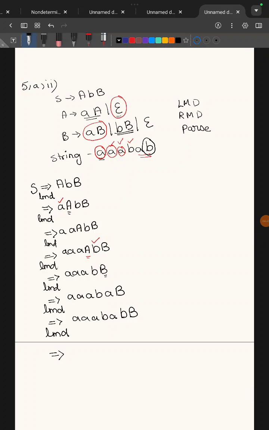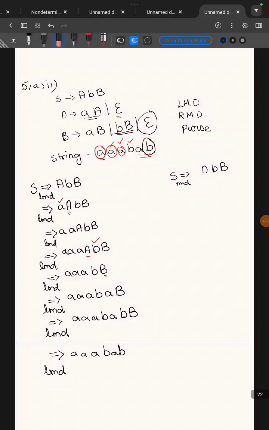So at the last step, instead of my b, I am going to substitute this epsilon. So a b. So using my leftmost derivation, I am able to derive the string AAA BAB. Similarly, you have to do the same for rightmost derivation also. So S derives, using rightmost derivation, A B B, right?